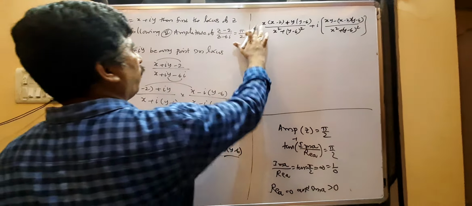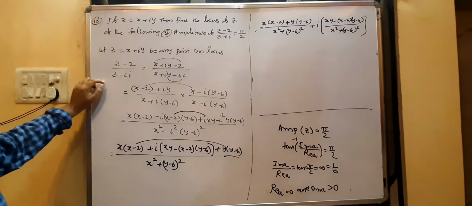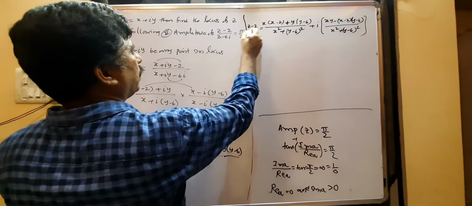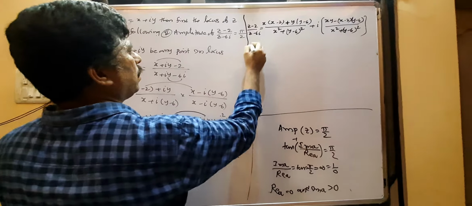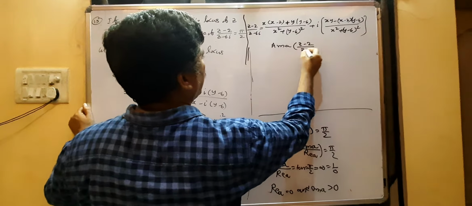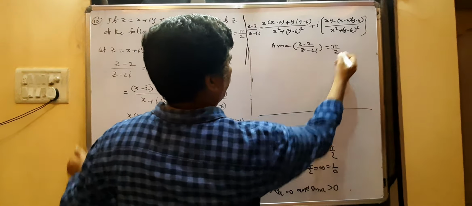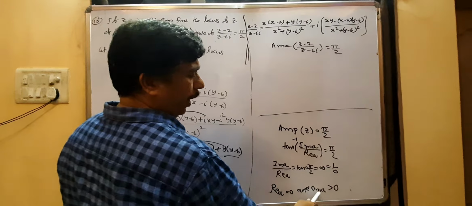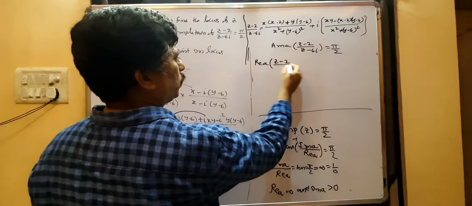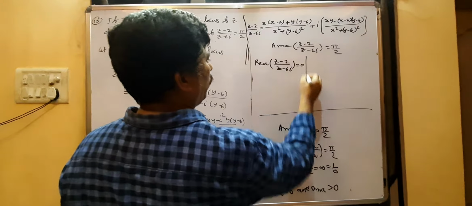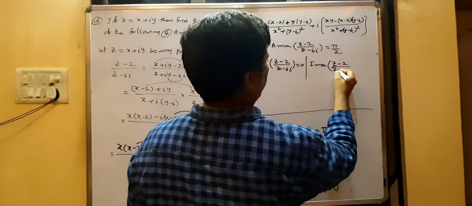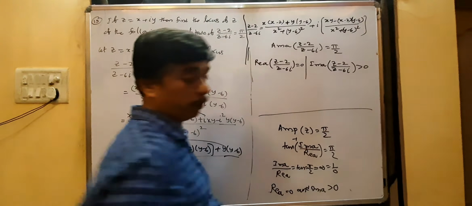So the given value is z minus 2 by z minus 6i. What is given? Amplitude of z minus 2 by z minus 6i equal to pi by 2. That means real part should be equal to 0 and imaginary part should be greater than 0. That implies real part of z minus 2 by z minus 6i equal to 0 and imaginary part of z minus 2 by z minus 6i should be greater than 0.